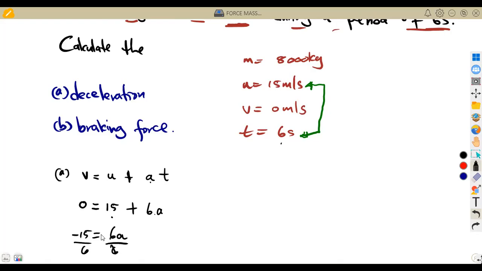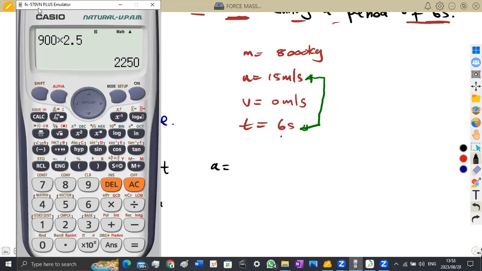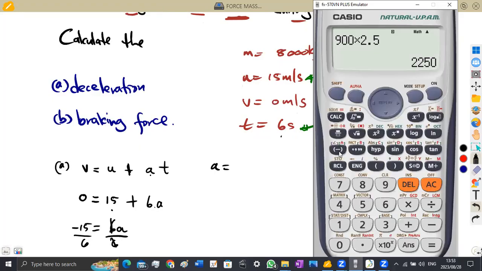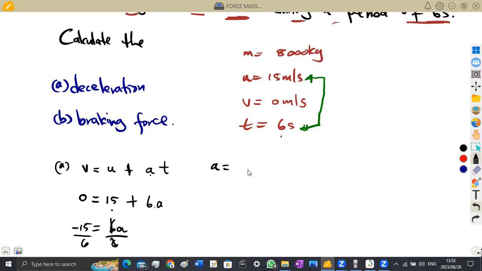Divide by 6 by 6. So we are going to have an acceleration of negative 15 divided by 6. Negative 15 divided by 6 is going to be negative 2.5 meters per square second. So our deceleration there is simply 2.5. The negative part is just showing us that that is what was happening in that case.